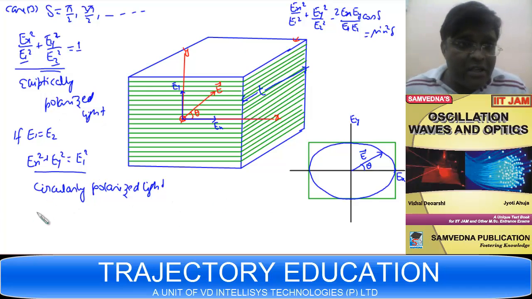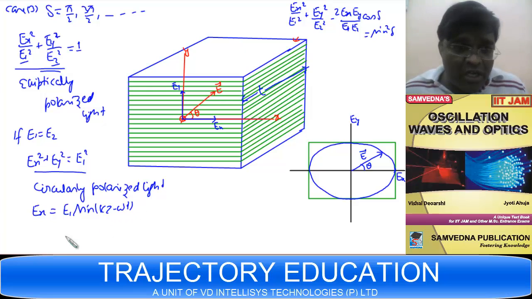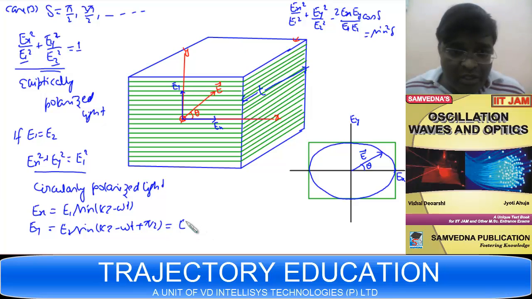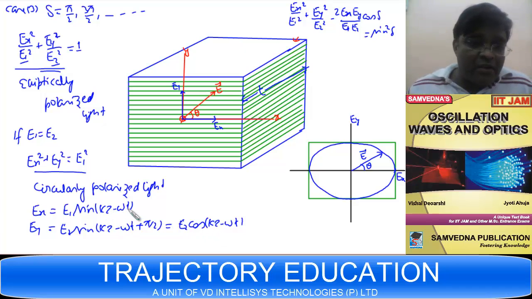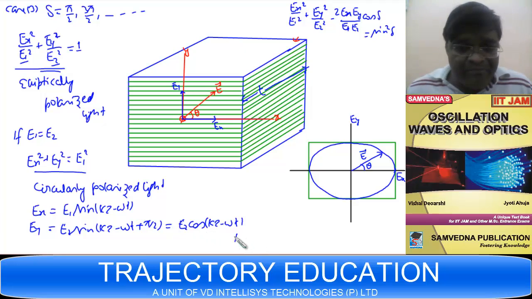I can always see the elliptically polarized light as two plane polarized lights, with one having the equation E1 cos(kz minus omega t) and Ey being E2 cos(kz minus omega t), with a phase difference of pi by 2. So you can always see the elliptically polarized light as a combination, or the superposition, of two plane polarized lights with a phase difference of pi by 2, right?